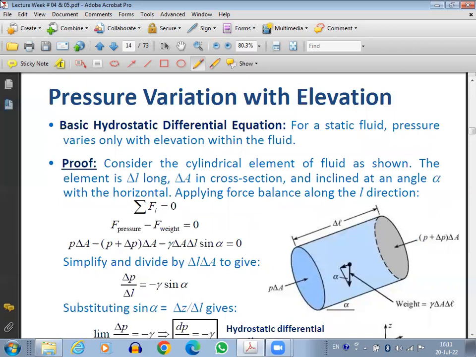Pascal's law is done here. Do you understand Pascal's law? Do you understand its application? Okay, so now let's move towards another topic, which is pressure variation with elevation. So we are going to develop the hydrostatic equation for the pressure variation with elevation.